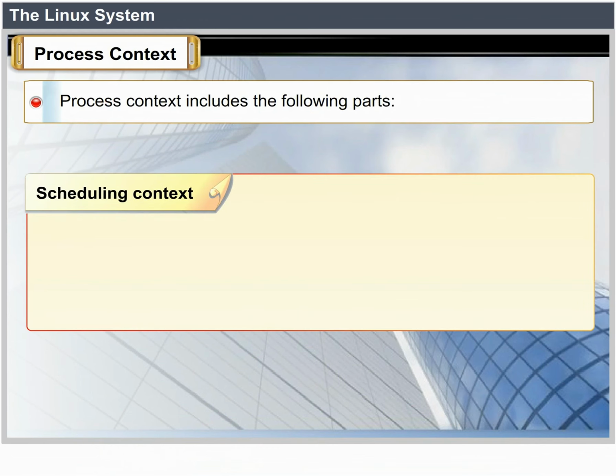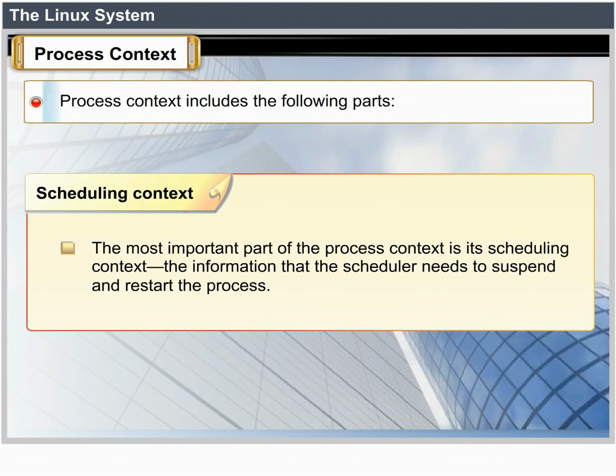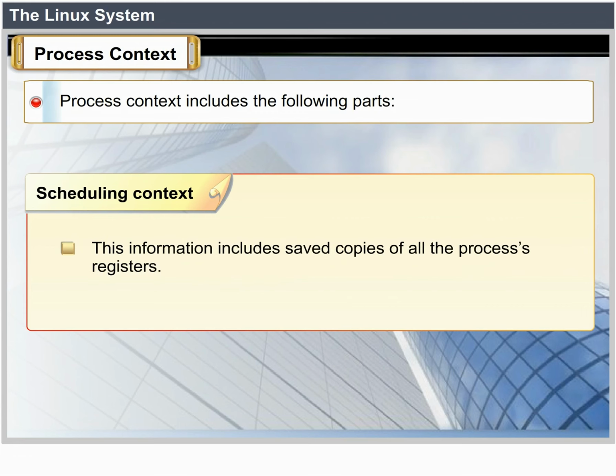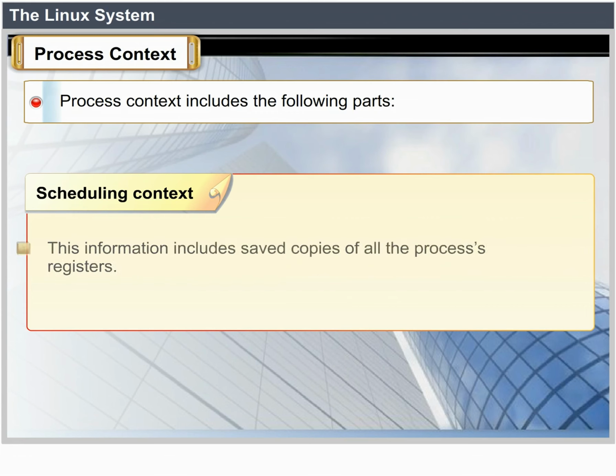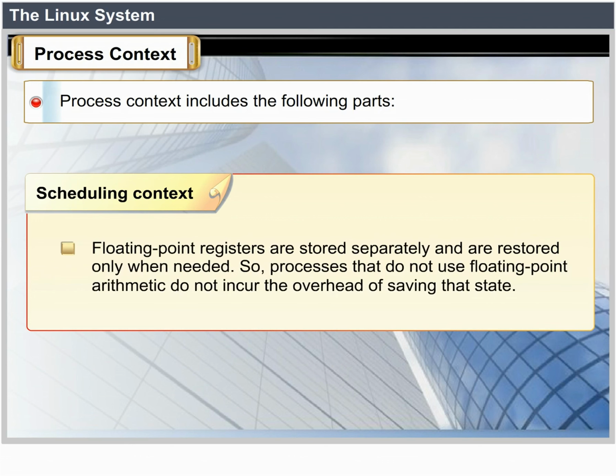Scheduling context. The most important part of the process context is its scheduling context, the information that the scheduler needs to suspend and restart the process. This information includes saved copies of all the process's registers. Floating point registers are stored separately and are restored only when needed. Thus, processes that do not use floating point arithmetic do not incur the overhead of saving that state.